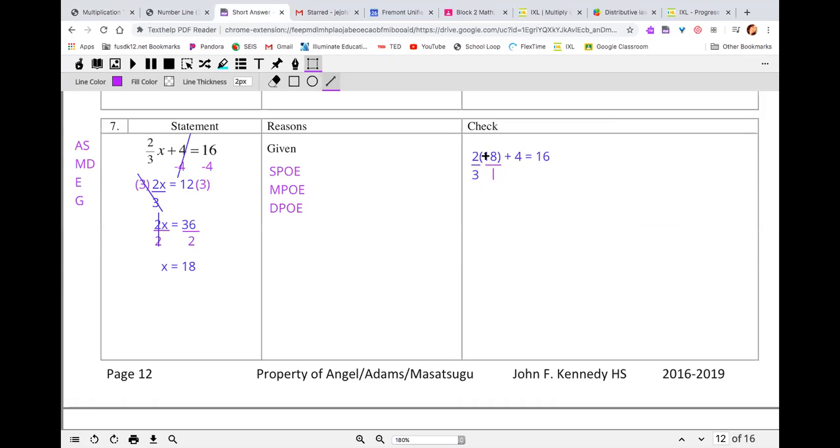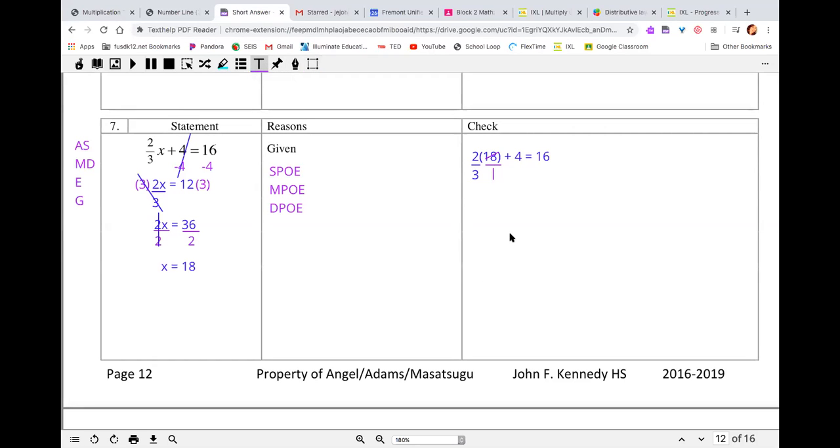So I'm still on purple. Okay, I'm crossing off 18 because I'm writing it another way, so that way I don't get confused with all my numbers. Good. 3 times 6.